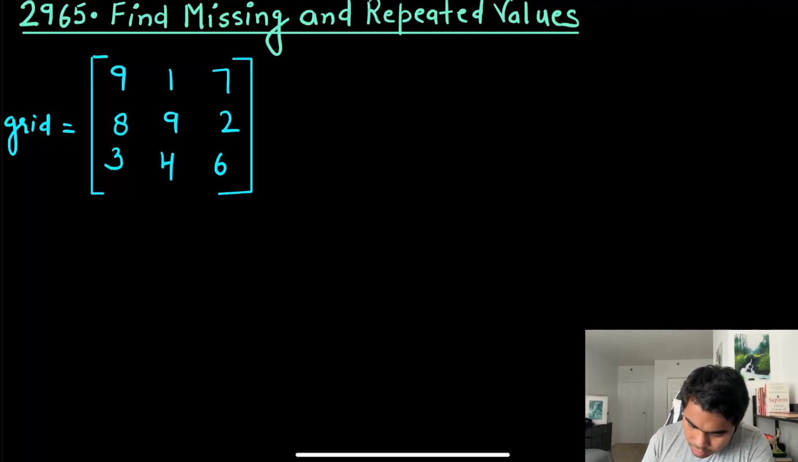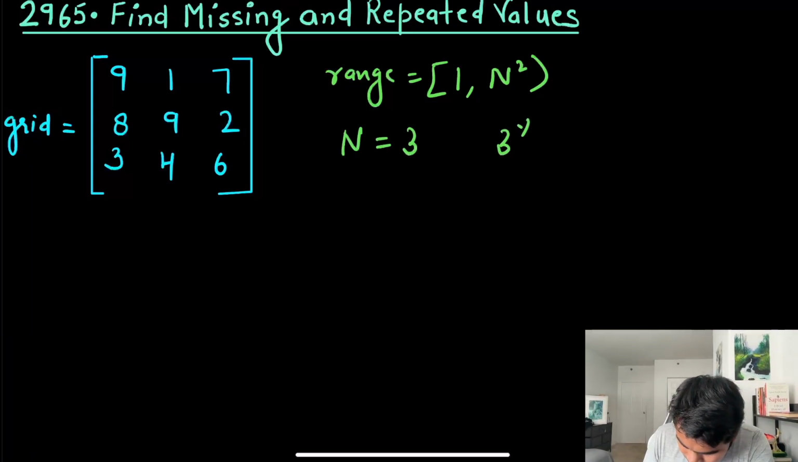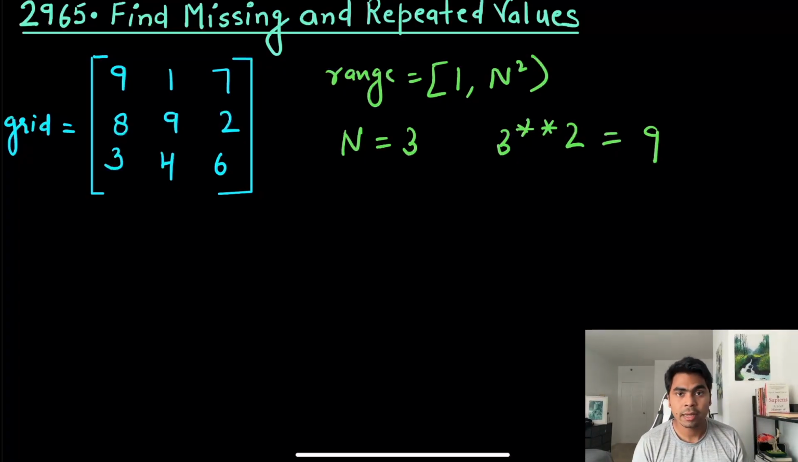We are given numbers in the range 1 to n square. What is n? Well, in this case n is 3. So 3 square is 9. Now there are 9 values right here, so the idea is to go through the entire grid and count the number of times each integer has appeared. That I would say is the brute force solution, and also the optimized solution.